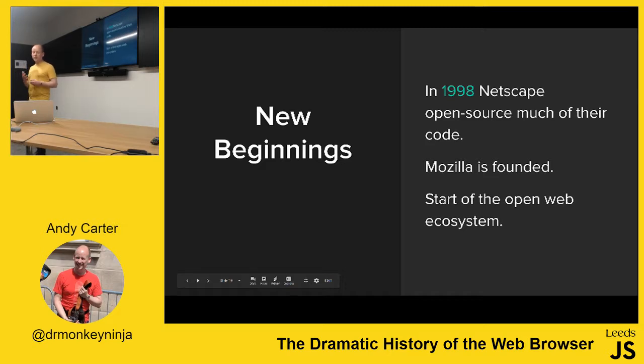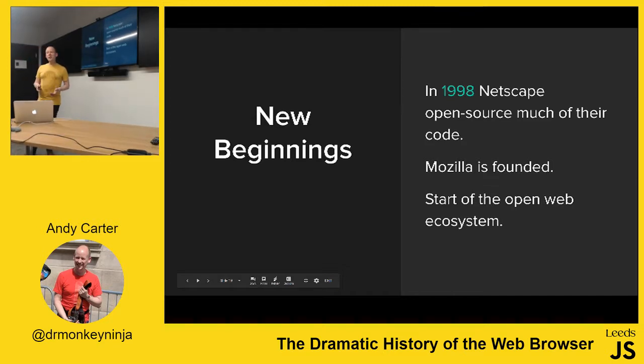So the war's come to an end, but something's changing now. This is a new beginning for web browsers, because not only did Netscape sell to AOL in 98, they also open sourced much of their code base, including the Gecko rendering engine that they'd been working on behind the scenes. Gecko was a new rendering engine that was meant to replace the existing one in Navigator, but it never got incorporated into their browser. Mozilla was founded to act as guardian over this code base, and this really marks the start of what becomes the open web ecosystem that we're familiar with today.